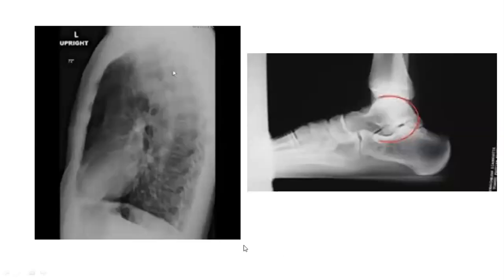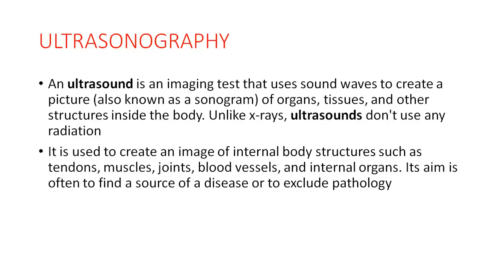This is an example of the chest in the left lateral view, and these are the bones which are also shown. These are X-rays taken in the lateral position, either left lateral or right lateral.